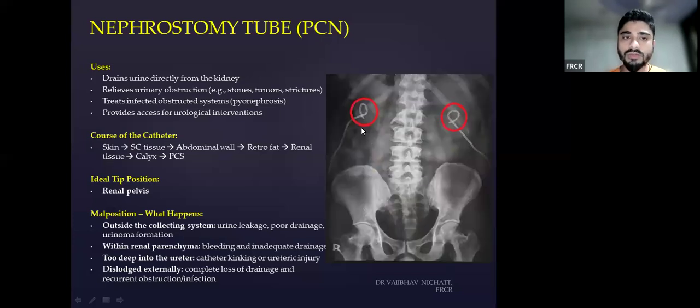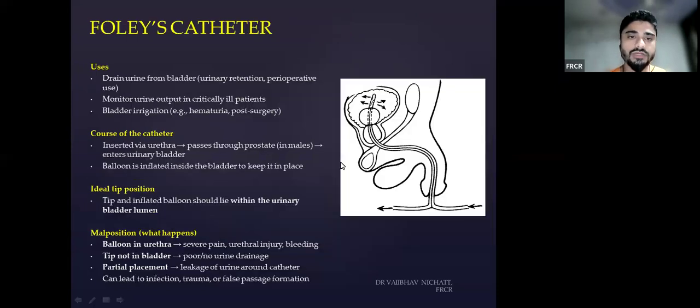This is how the percutaneous nephrostomy tube looks like on the radiograph, abdominal radiograph. So this is placed predominantly from the posterolateral aspect on both the sides. Then another tube which is commonly placed is Foley's catheter.